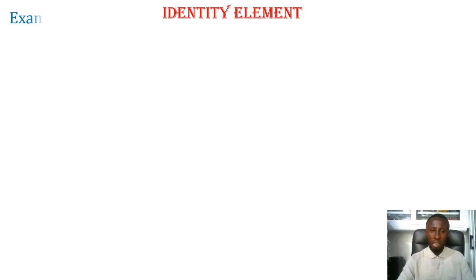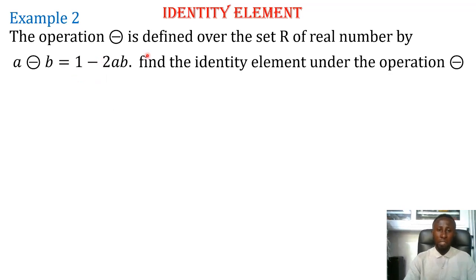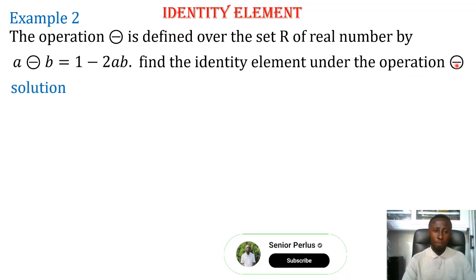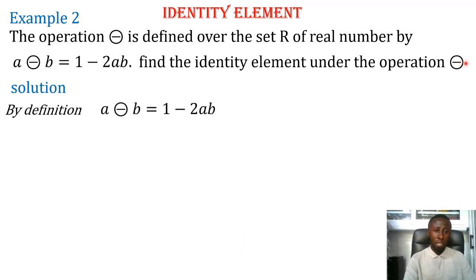Example 2 on identity elements. The operation is defined over the set of real numbers by a operation b is defined as 1 minus 2ab. Find the identity element under the operation. By definition, this is our definition. Please always remember to write the definition; it will fetch you marks.